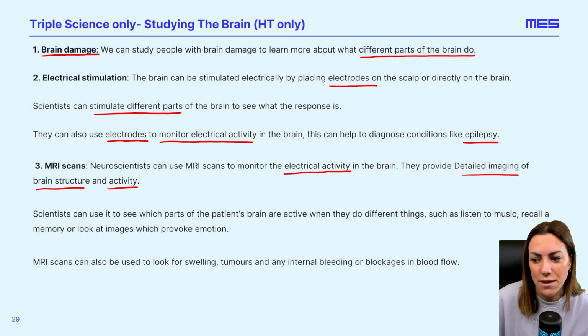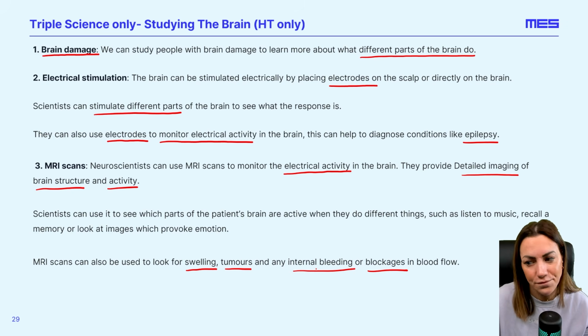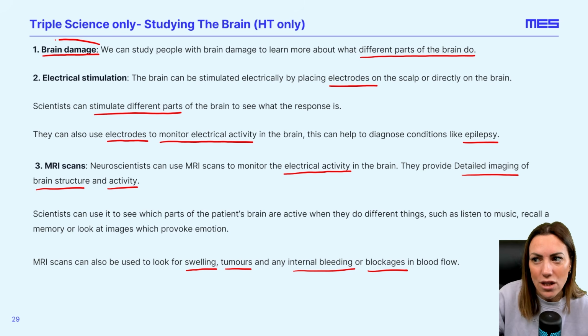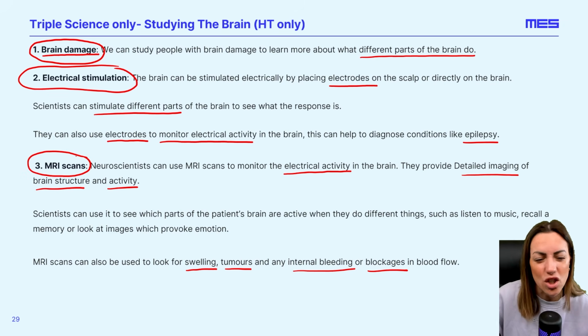in that response. MRI scans can also be used to look for abnormalities in the brain, such as swellings, tumours, any blood clots or blockages, or any internal bleeding, because they do give us a detailed image of the brain and its structure. Now, in terms of what you need to know here, you definitely need to know the 3 examples of how we study the brain.